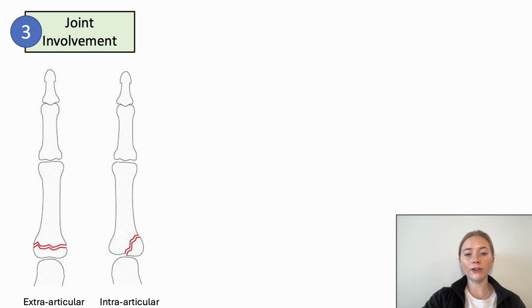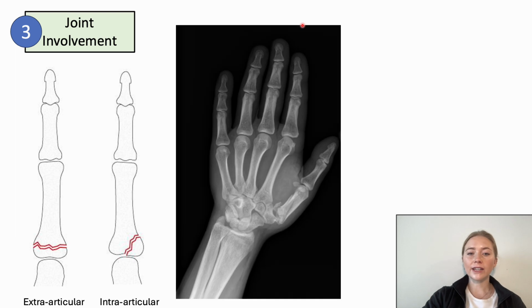Here are some diagrams that show extra-articular fractures, so where the fracture line does not go into the joint surface, versus intra-articular, where it does extend into what would be the MCP joint here. And here's a radiograph showing a fracture at the base of the thumb metacarpal, and you can see that the fracture line does extend into the joint here.